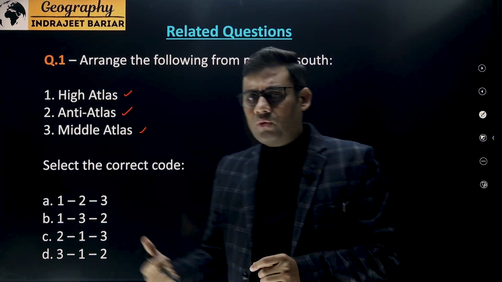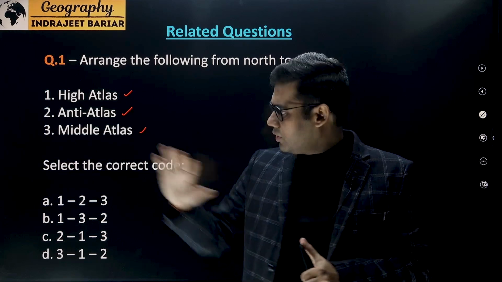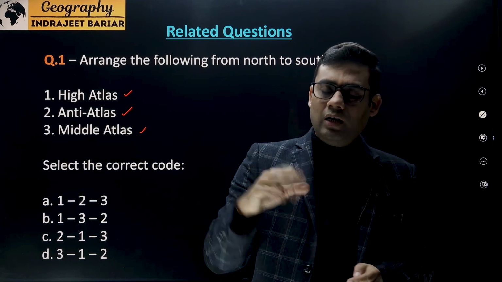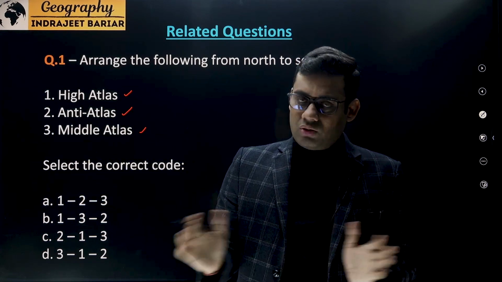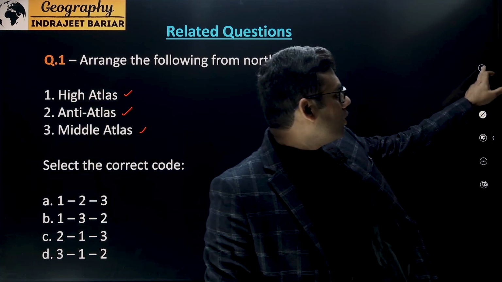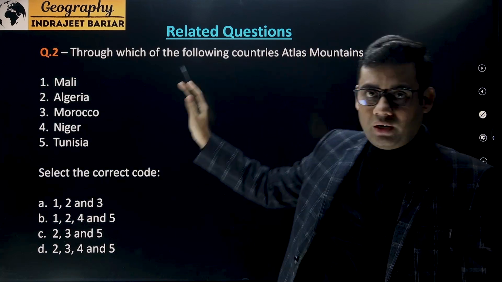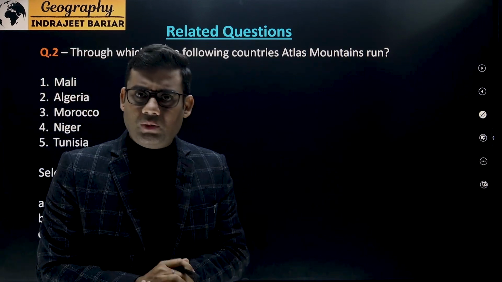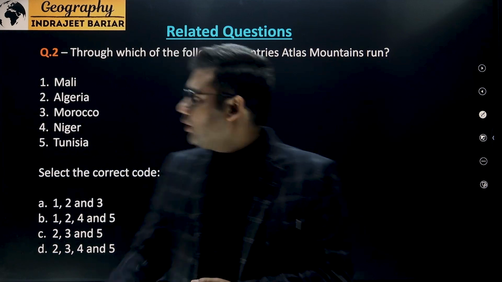A similar type of question can be asked with respect to arrange from west to east or east to west with respect to these portions itself. Which can be anti-Atlas, let's say, till Atlas or East Mountain. So north to south or west to east, this is the first question. Second practice question is, through which of the following countries do Atlas Mountains run? This is a very straightforward question, but because Atlas Mountains are very important mountains with respect to Africa and a part of the alpine orogeny, we expect these types of questions.